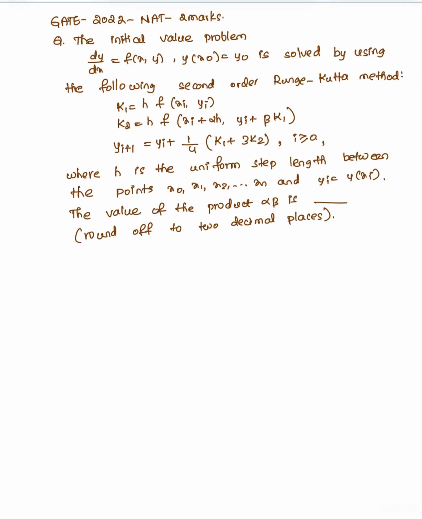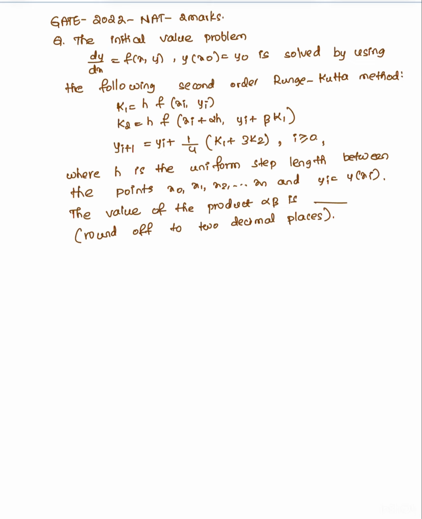equal to h into f of xi comma yi, k2 is equal to h into f of xi plus alpha h comma yi plus beta k1, and yi plus 1 is equal to yi plus 1 by 4 bracket of k1 plus 3 k2 with i greater than or equal to 0, where h is a uniform step length between the points x0, x1, x2, and so on xn, and yi is equal to y of xi.